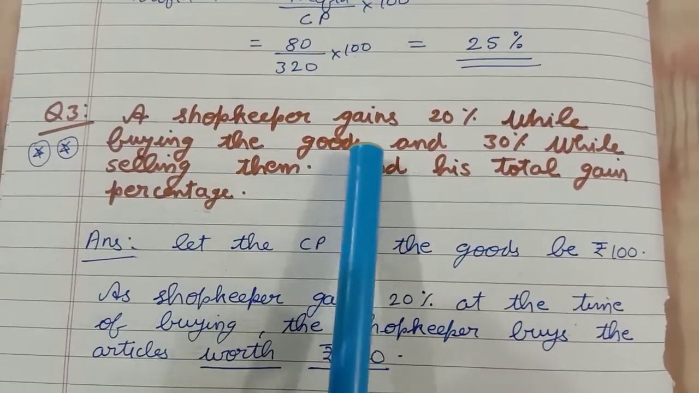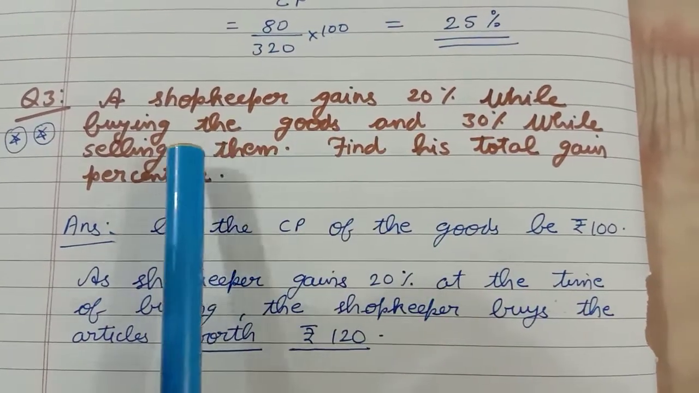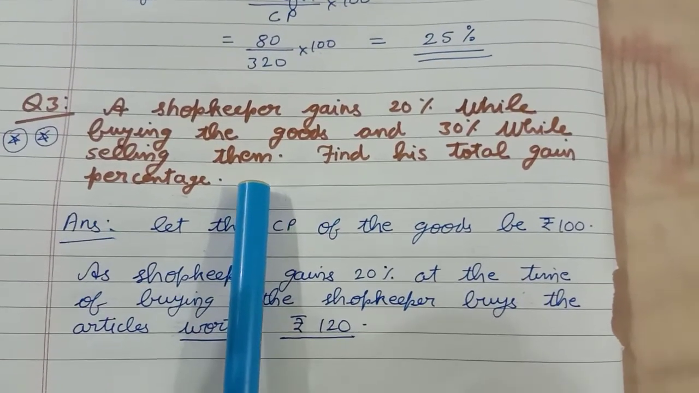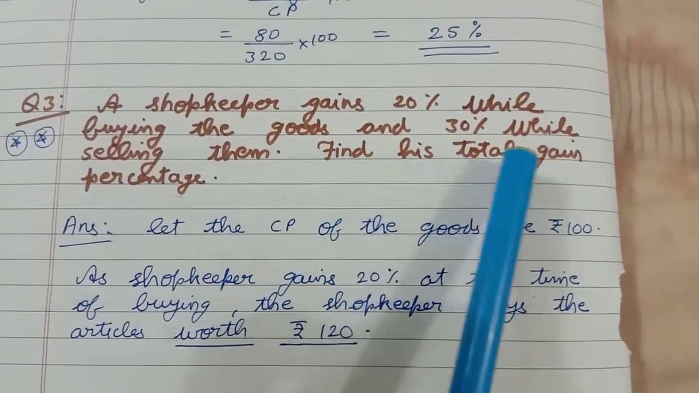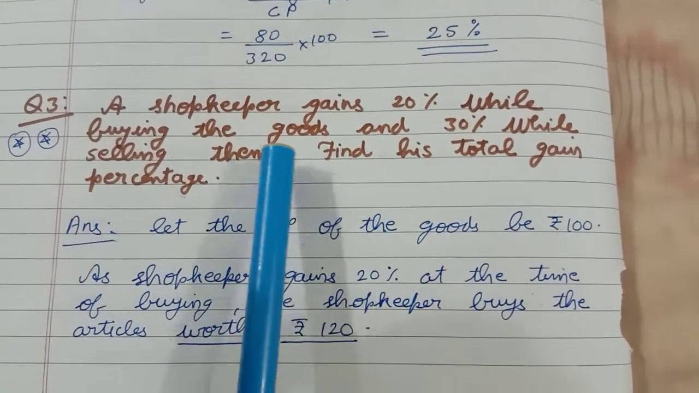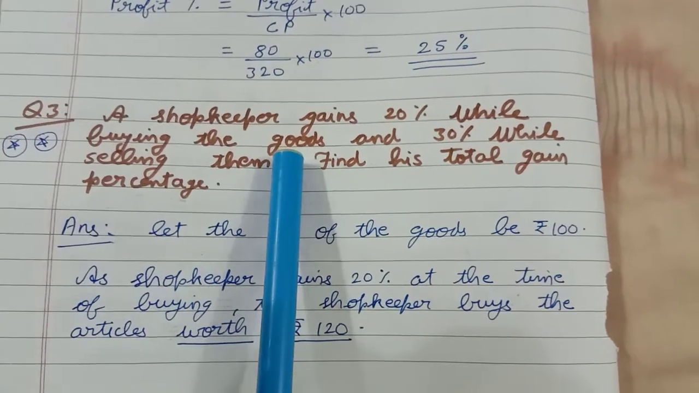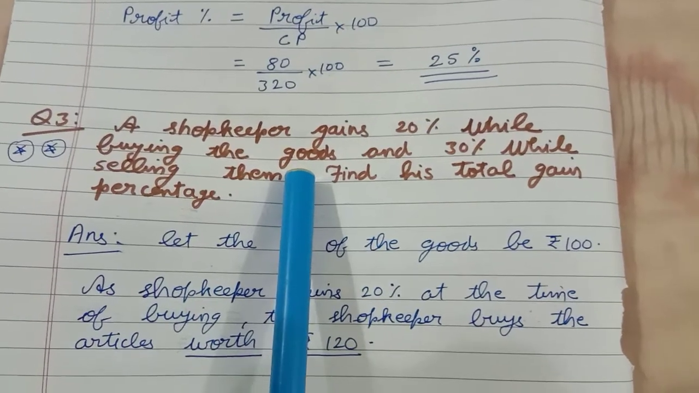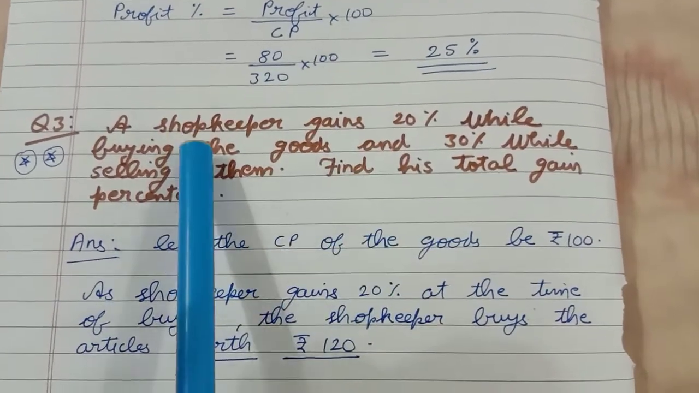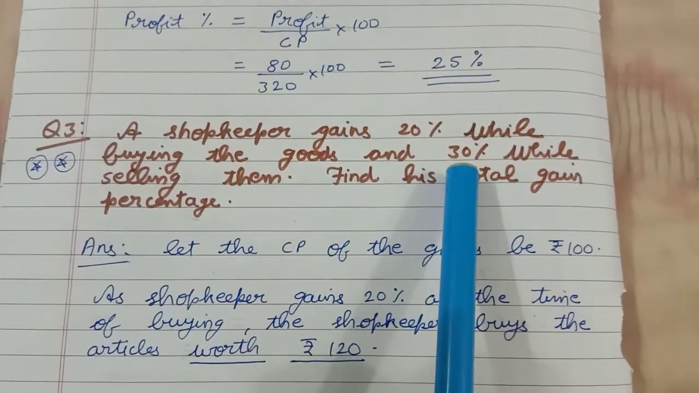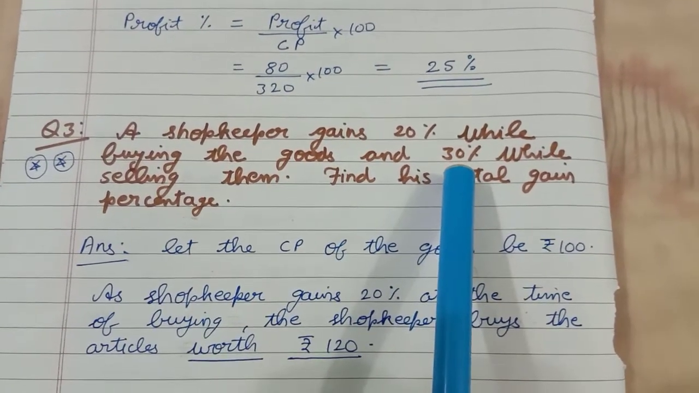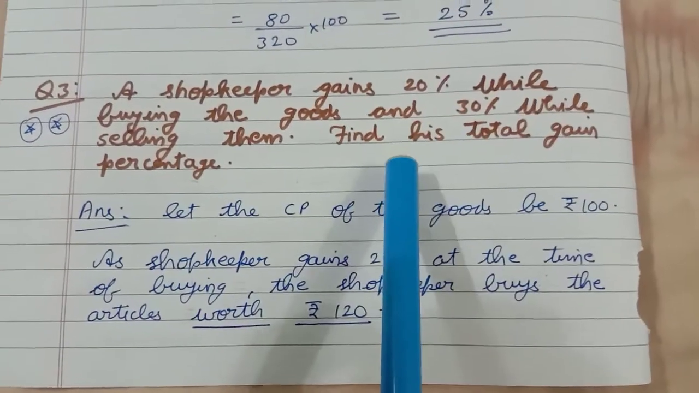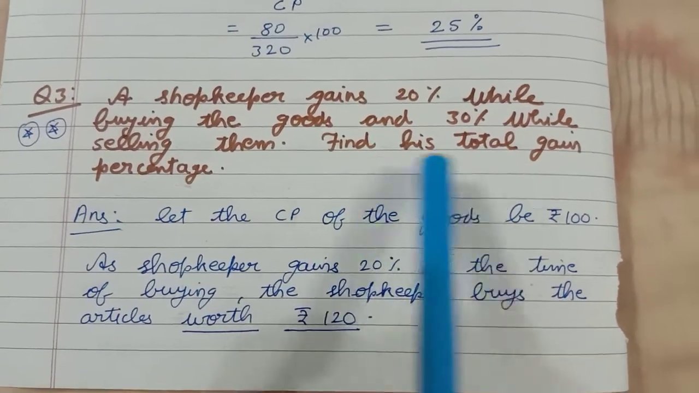A shopkeeper gains 20% while buying the goods and 30% while selling them. Now, how does a person gain 20% while buying the goods? That is, he buys the goods at a lesser price than the market. So he earns 20% while buying, and then he raises the price and sells, and he earns 30%. This is how it goes. He earns in buying and he earns in selling also. And we are asked to find his total gain percentage.